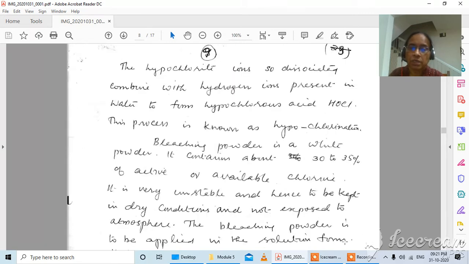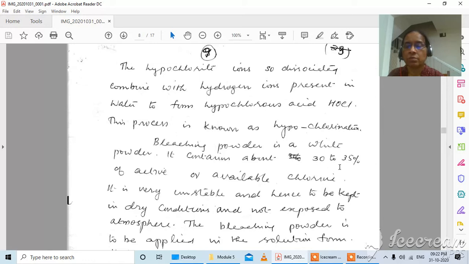And now the hypochlorite ions so dissociated combine with the hydrogen ions present in water to form hypochlorous acid, that is HOCl, and this process is known as hypochlorination. That is hypochlorination. Now bleaching powder is a white powder.